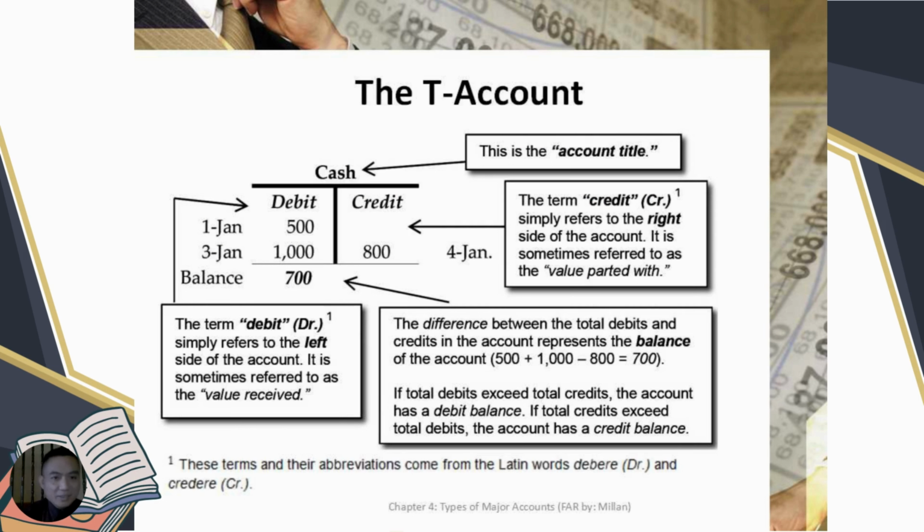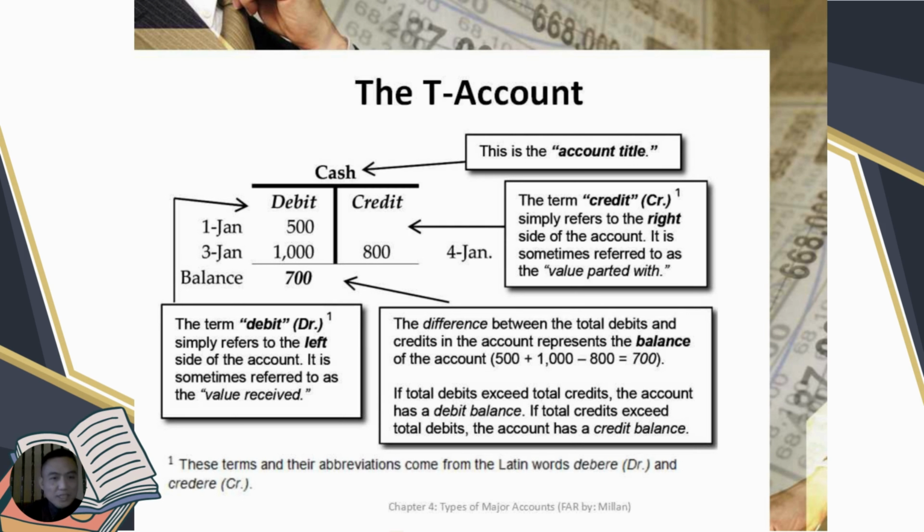Okay, so the T account, on the upper portion is the account title. On the right side is the credit, and on the left side is the debit. Debit is also called value received, and credit is also called value parted with. The difference between the two will be the balance of that account.